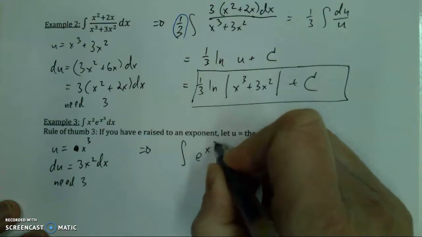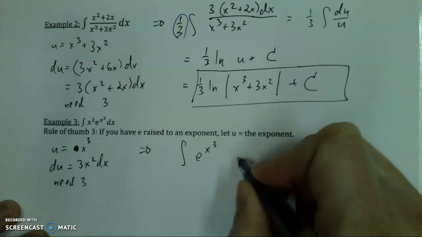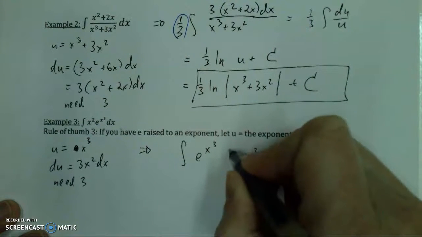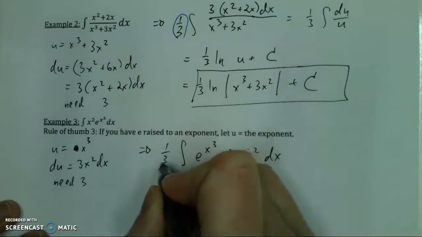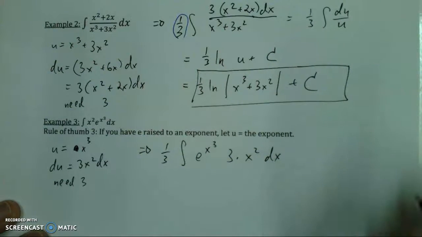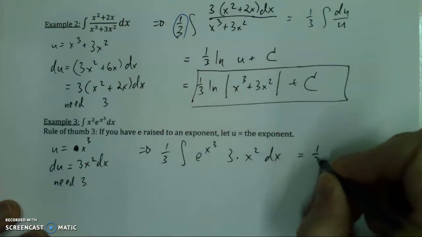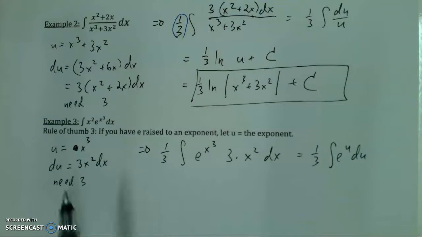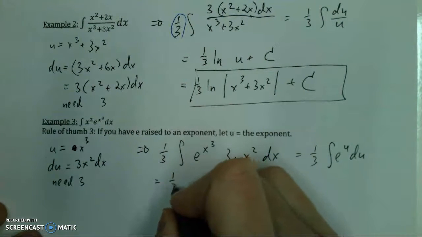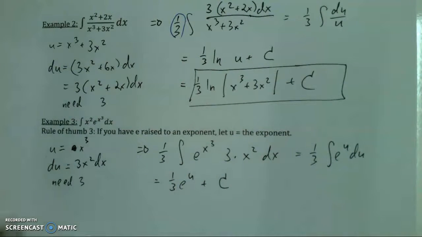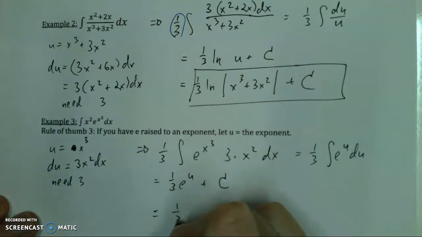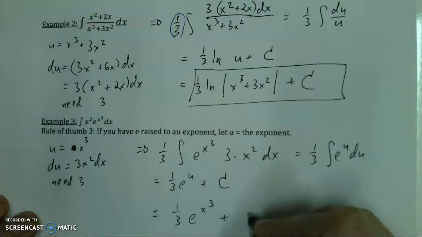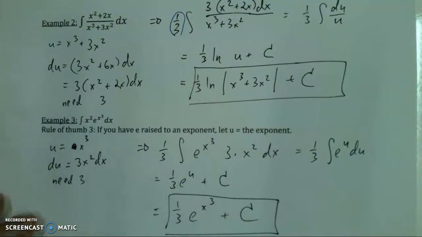So I'm going to get e to the x cubed power. Then I've got my x squared dx. I need to multiply a 3 on the inside, so I put a 1/3 on the outside. So I get 1/3 times the integral of e to the u du. So once again, if I use this rule of thumb, I'm going to expect to get e to the u du as my integral. And as we hopefully remember, that's our new favorite integral. So my answer will be 1/3 e to the x cubed power plus c.